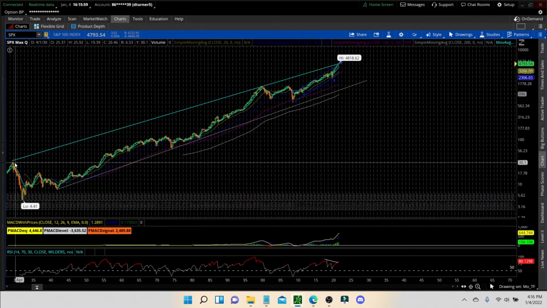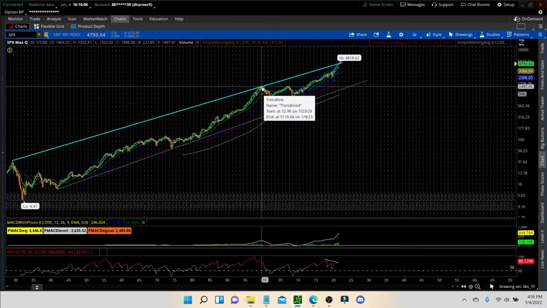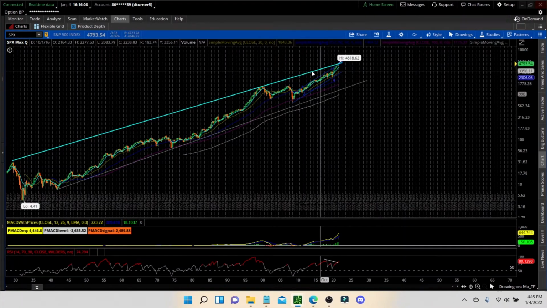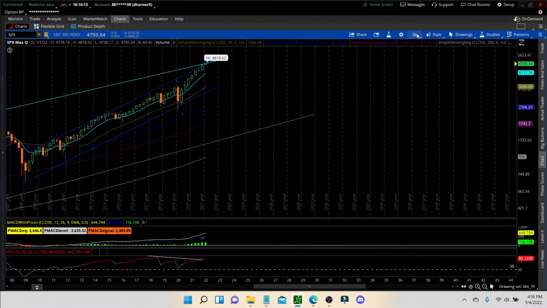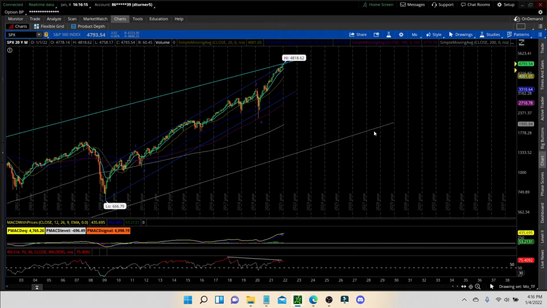And check this out. Way back here from 1930-ish, we had a peak. From peak to peak, we're using this trend line on top here as resistance, and we're right up against it now. That's all I want to show you that quick.